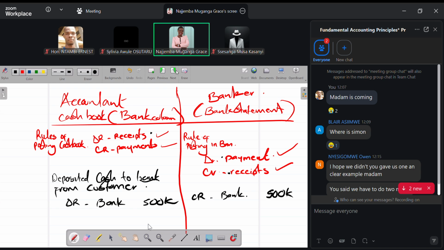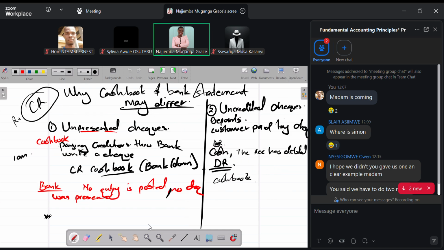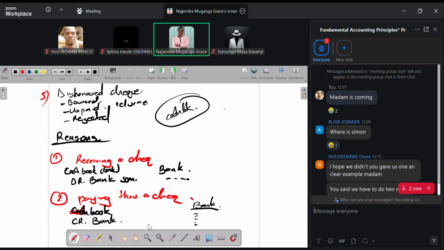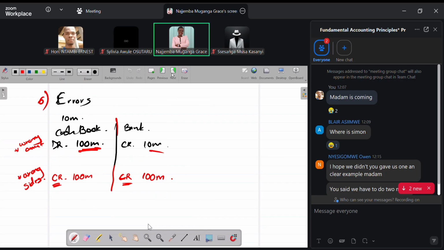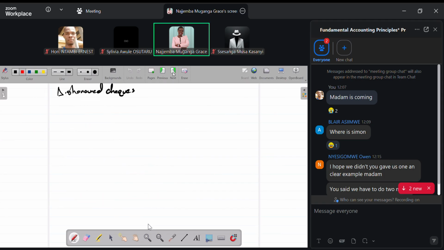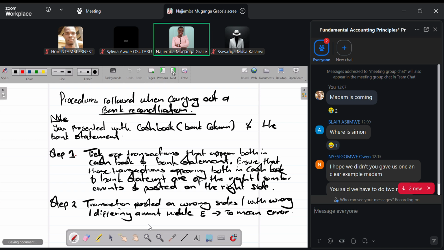Then we looked at some of the things that may bring about a difference in balances. We have unpresented checks, uncredited checks, direct credits, direct debits, dishonored checks, which could be on the receiving side or when paying. And the other issue could be due to errors. We're together.